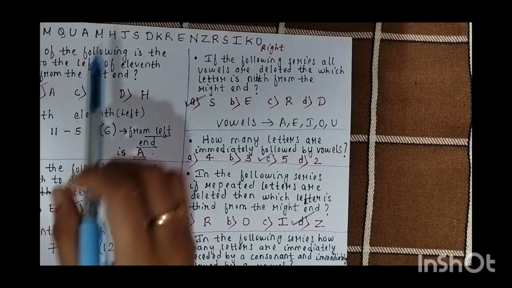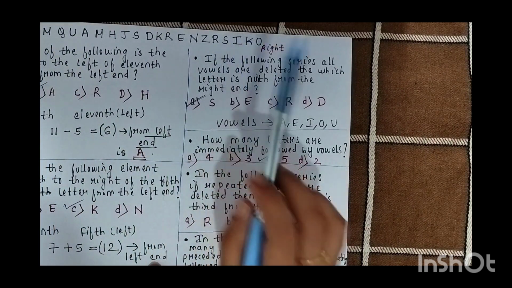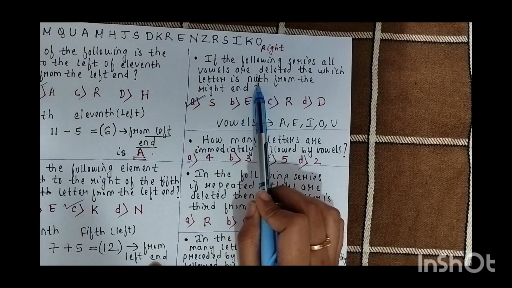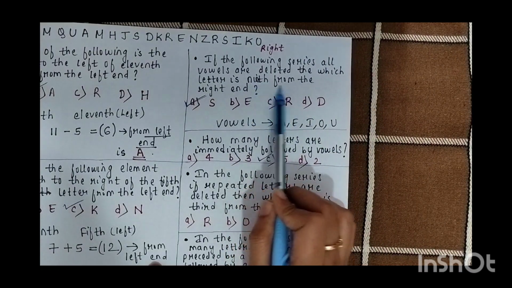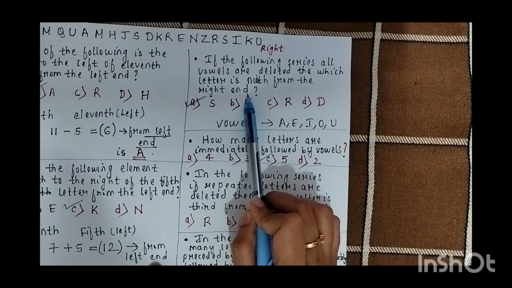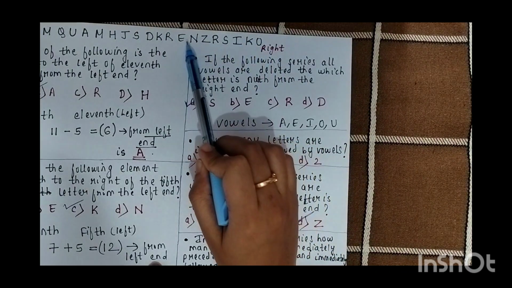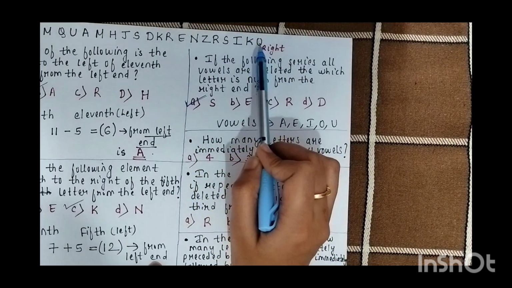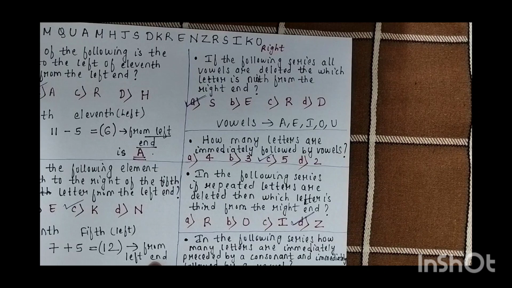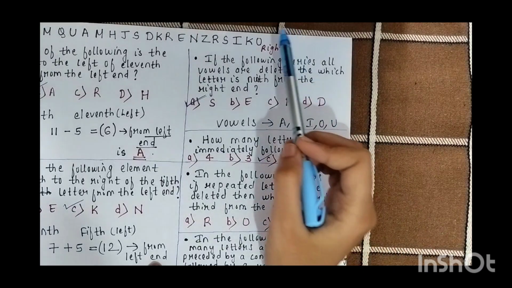Don't start deleting all the vowels from the beginning. What they have asked is the ninth letter from the right end, correct? So you start from the right end only, but in your mind itself, you keep deleting the vowels in the given series.